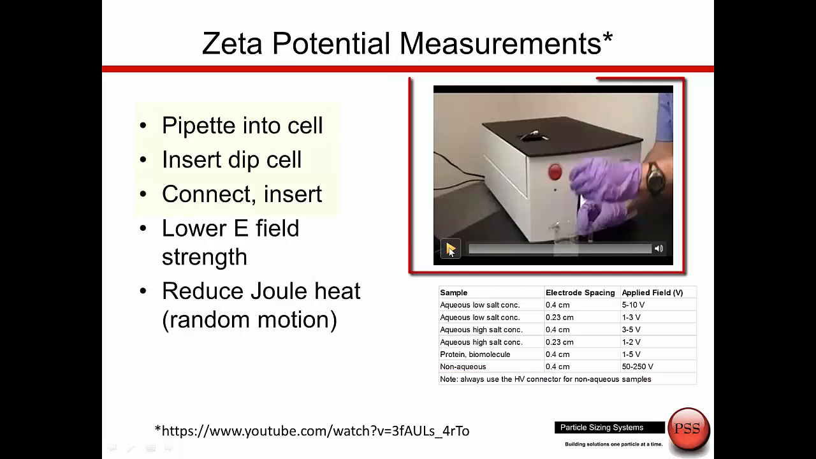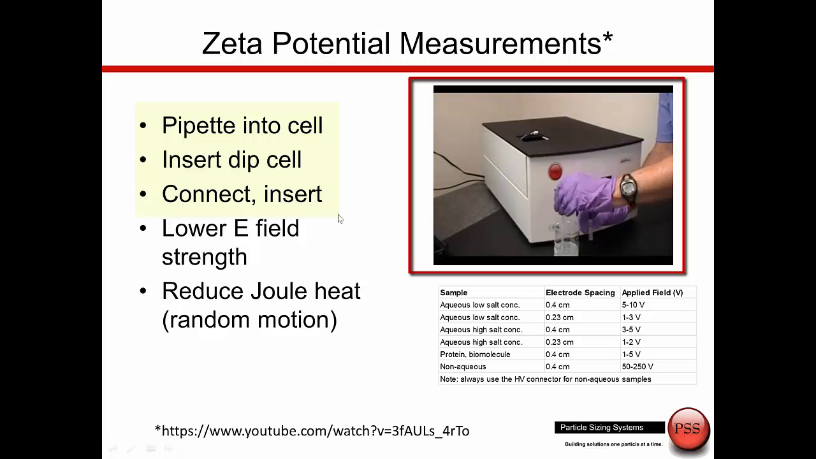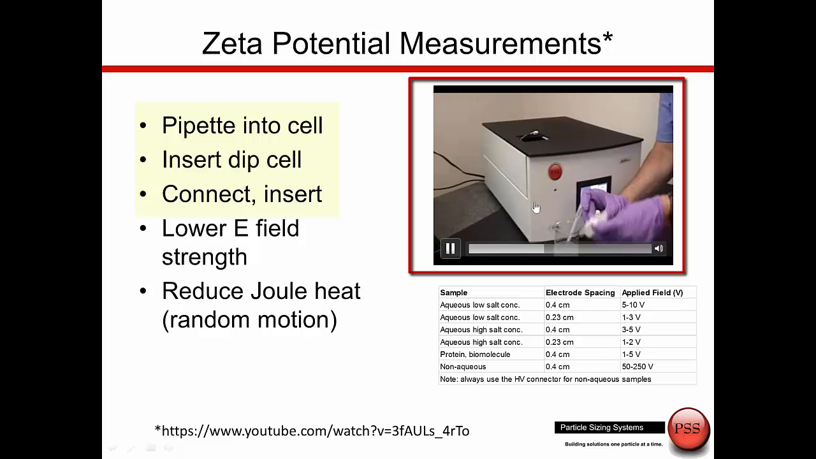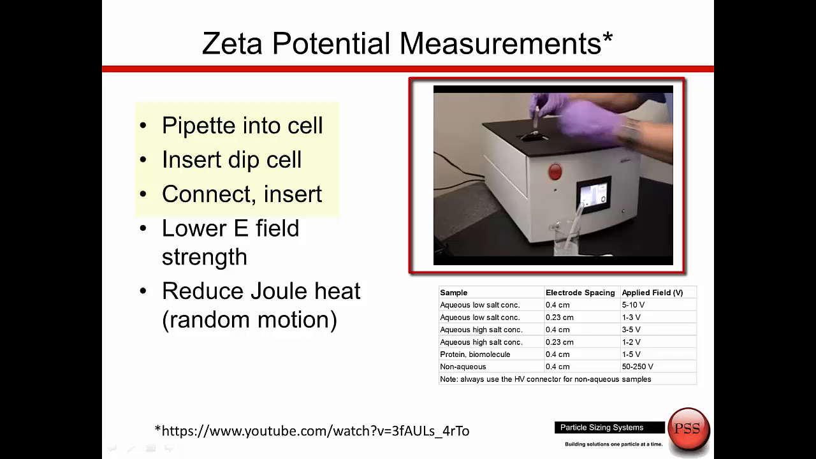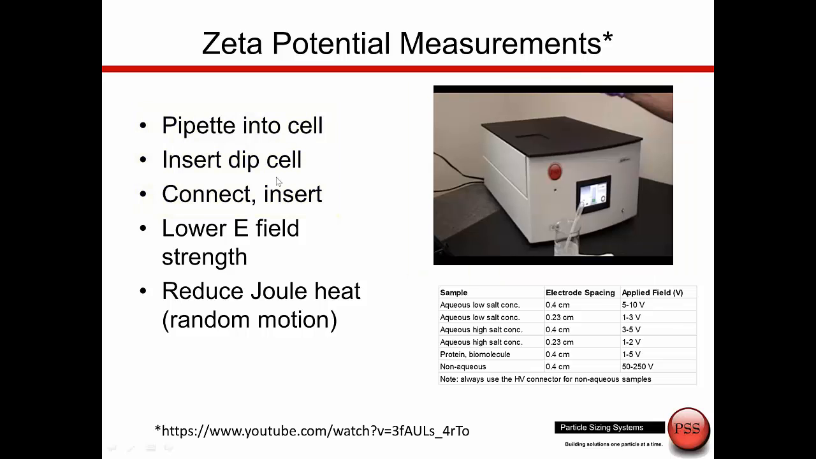So here's a short video, if this plays right for me, where I'm just pipetting the sample into a disposable cell. I then take the electrodes of the dip cell and place it into that cell, clean off any water that might be on the surface, attach a cable, and then drop it into the system for doing the measurement. From that point, it's just about another 60 seconds or so to get the zeta potential result.